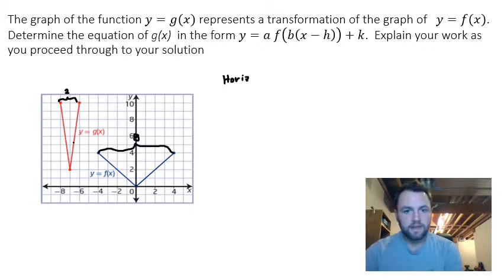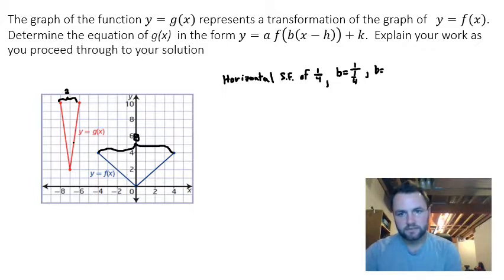So I'm going to write that I have a horizontal stretch factor of, well, if I got 4 times smaller, that's like saying it's a quarter. 2 is a quarter of 8. And so what that means is B, like we talked about before, is always 1 over the horizontal stretch factor. So that tells me that B is equal to 4. So in my transformed equation, I have B equal to 4.